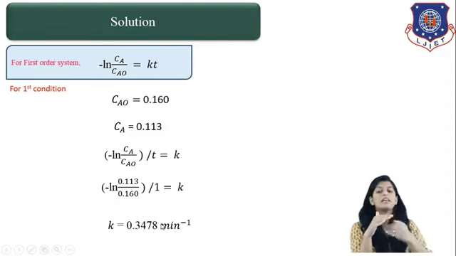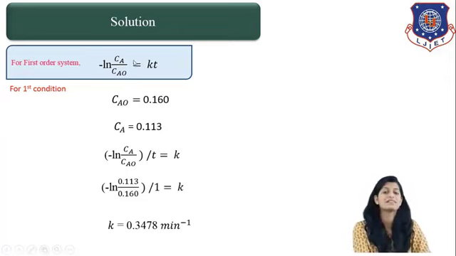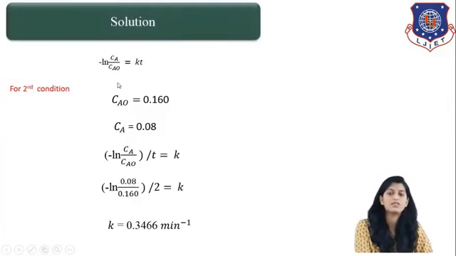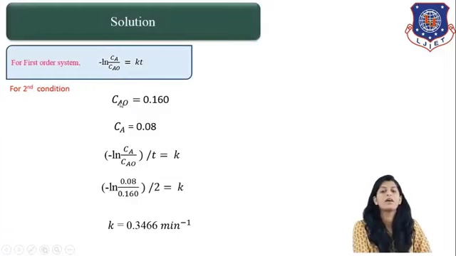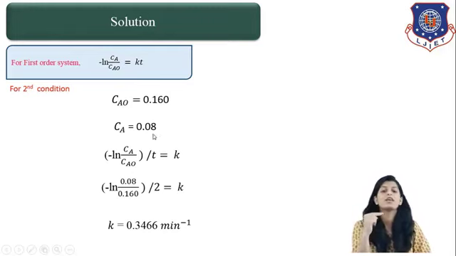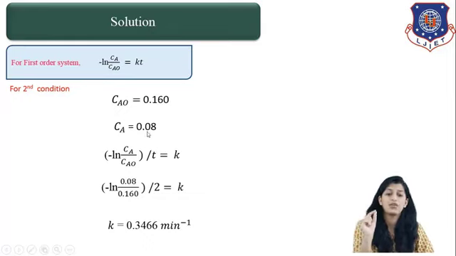This is our K1 for case number 1. Now similarly for case number 2, that is for time equals 2 minutes and the corresponding Ca value, we will determine our K2. Right. So for case number 2, Ca0 will remain constant as it is 0.160. Ca value will be 0.08. As you can see in the table, for time t equals 2, Ca concentration is 0.08.